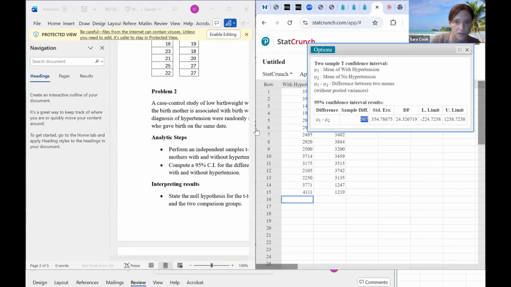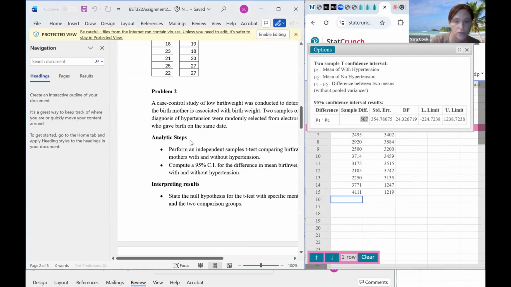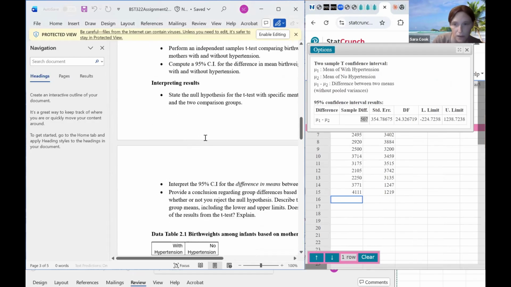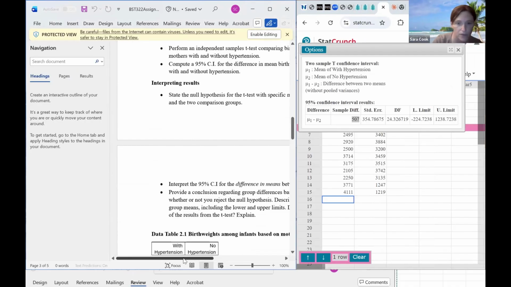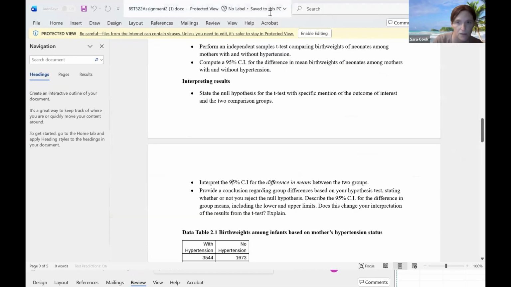So let me go to the interpretation here. I showed you how to perform it, right? The analytic steps. But what I want to spend a little time on here is this stating of the null hypothesis for the t-test with specific mention of the outcome of interest and the two comparison groups, okay?